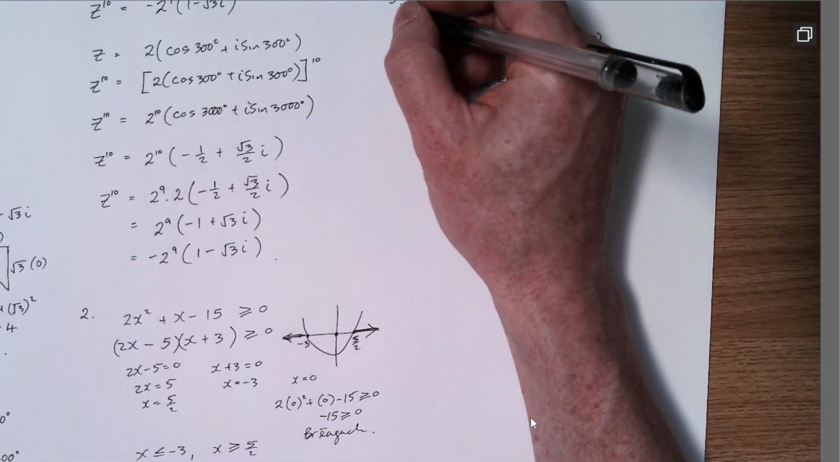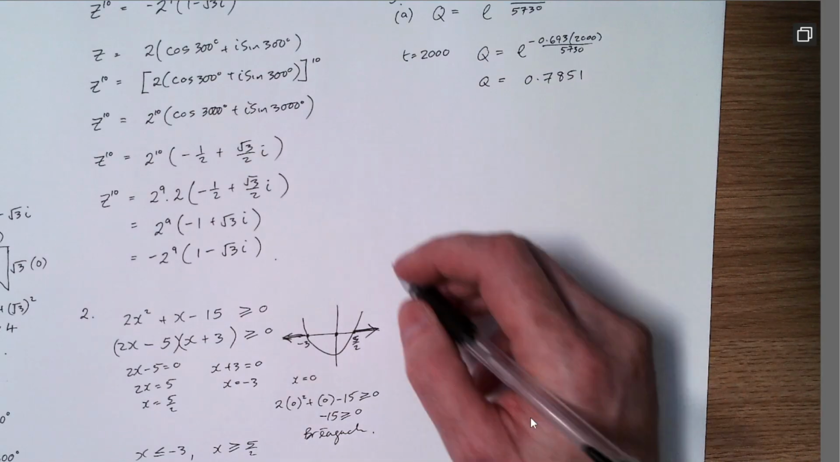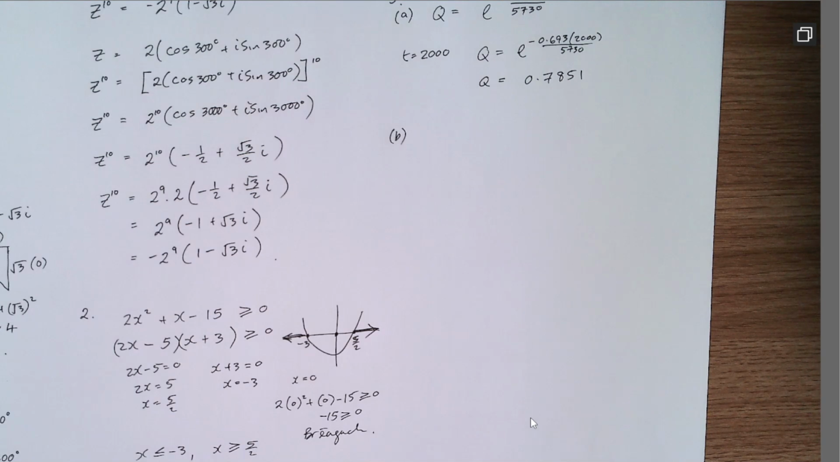Now, so that's part A. Part B: we are told the proportion of carbon-14 in the item found at the lab was 0.3402.